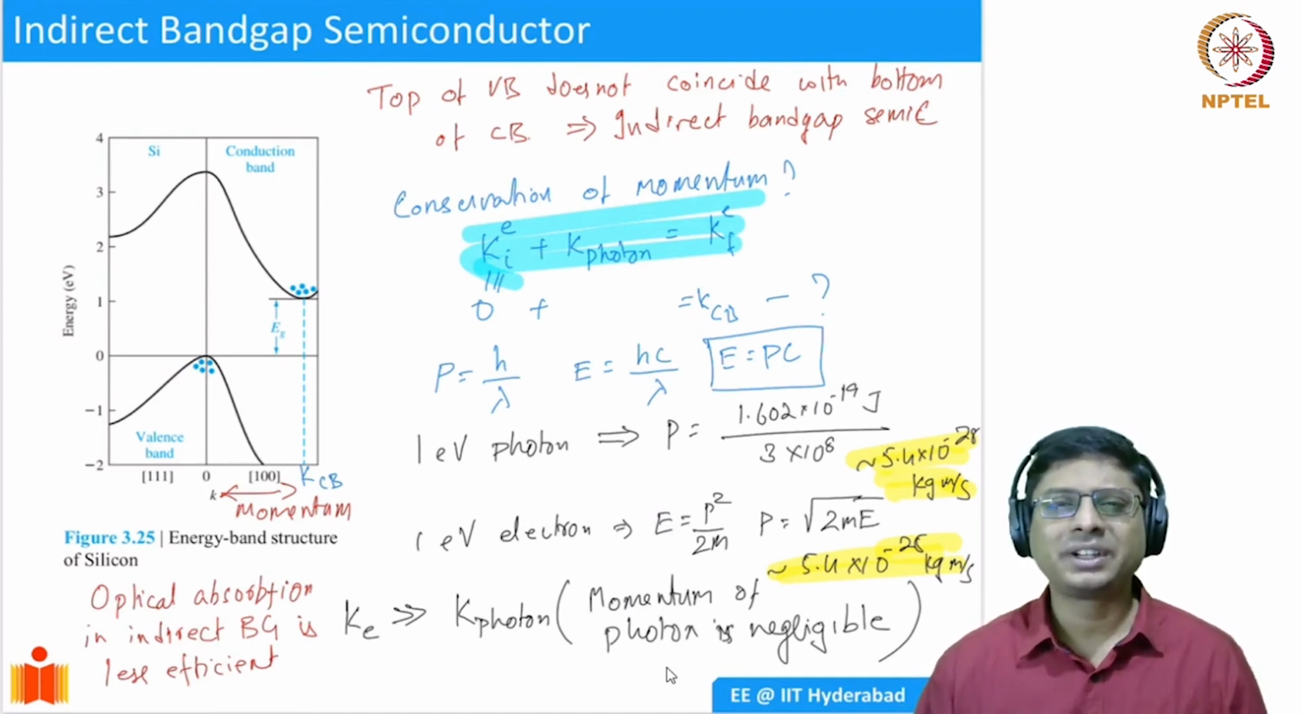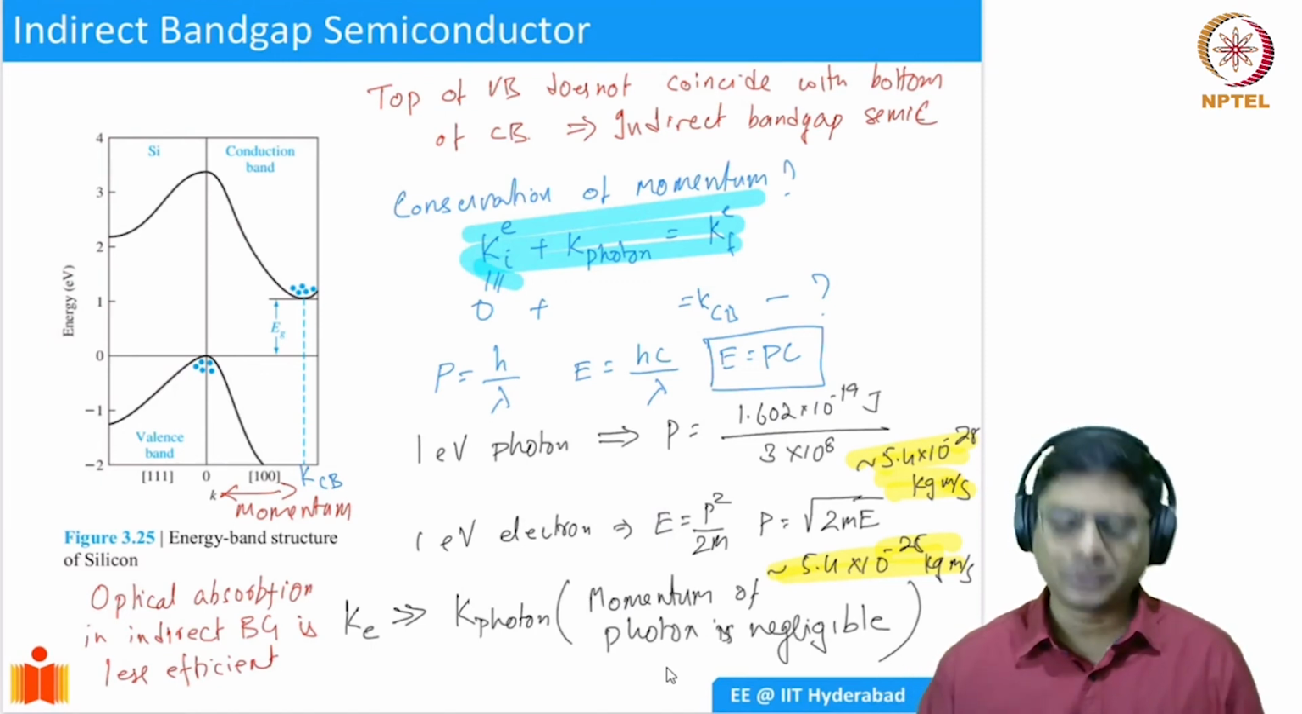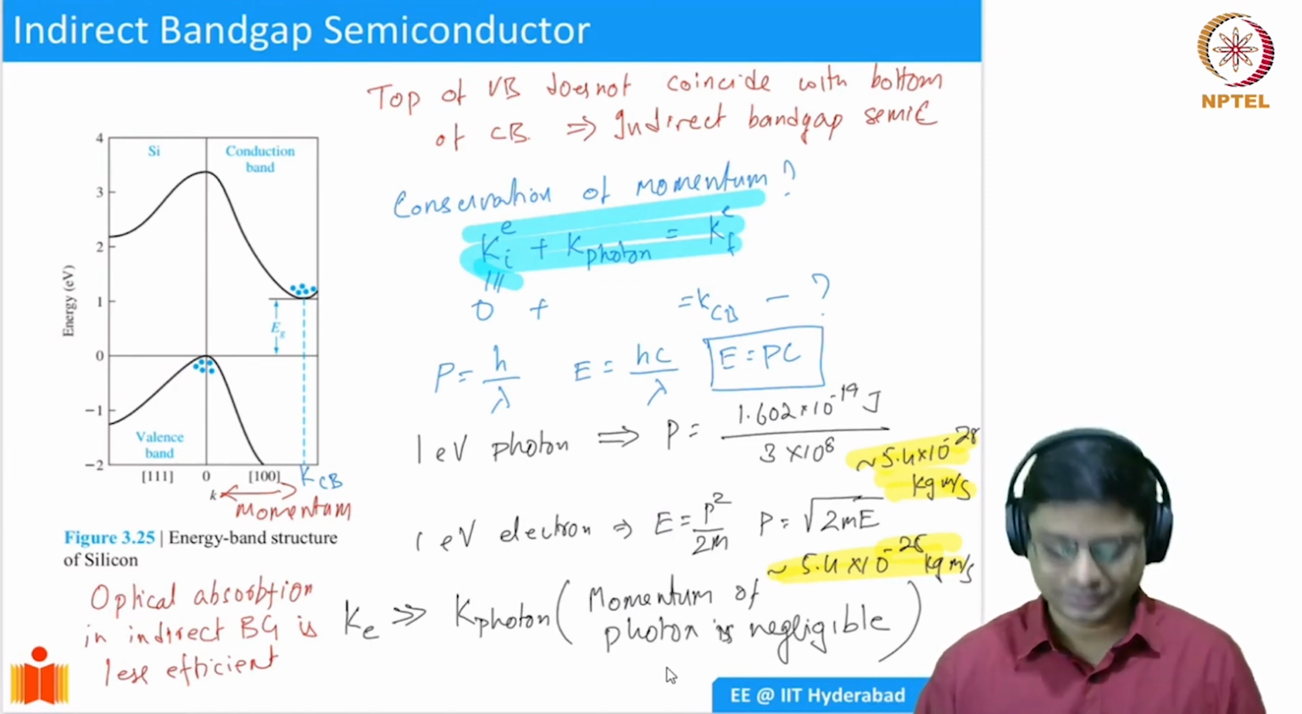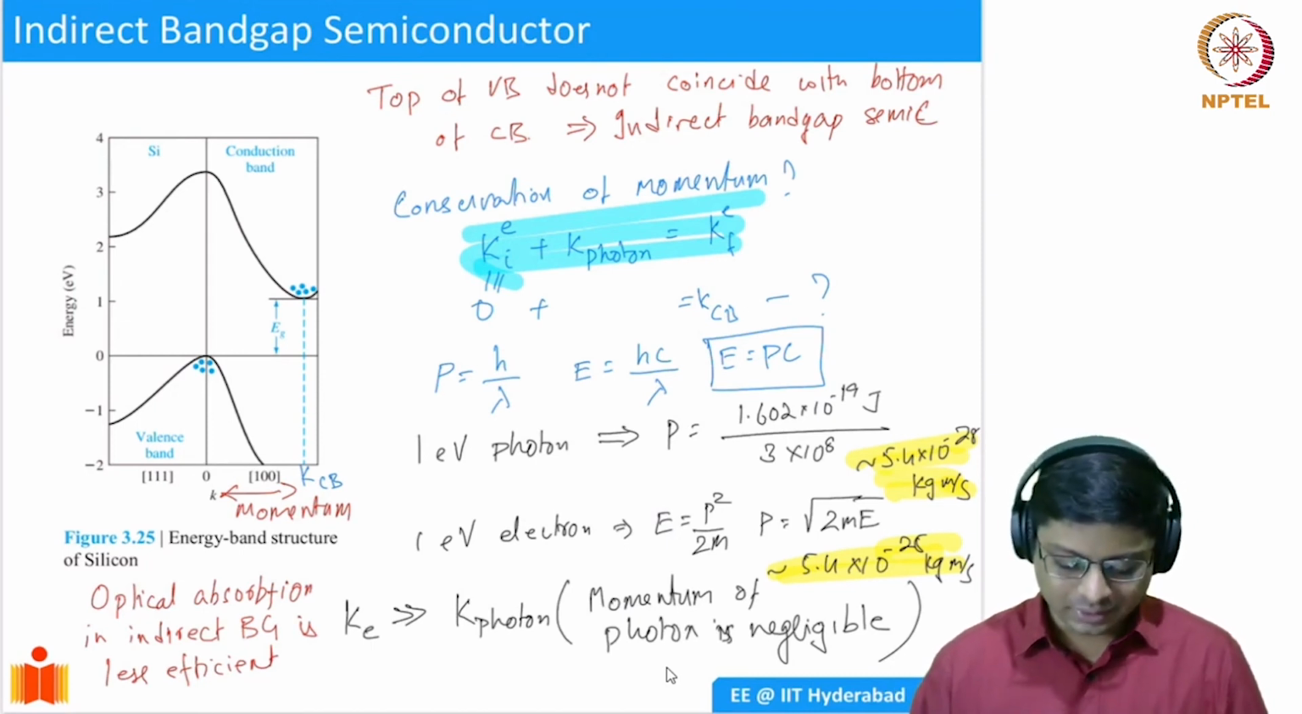But even today, we don't really have a silicon laser. We have lasers made of gallium arsenide, indium phosphide, and stuff like that, but we don't have one out of silicon. That is the reason for this.